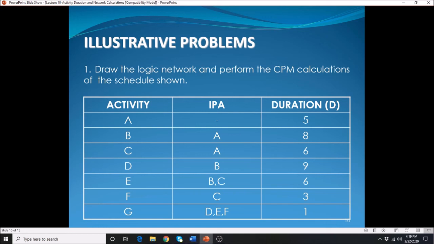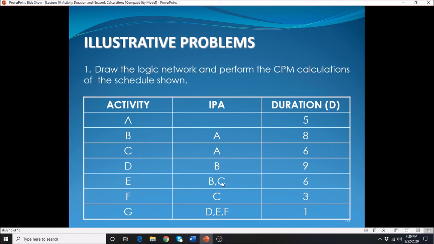We're asked to draw the logic network and perform the CPM calculation of the schedule shown. With this given table, IPA corresponds to the immediate preceding activity. You will notice that activity A has no preceding activity. Activity B will follow activity A, C will follow activity A, D will follow B, and E will follow B and C.